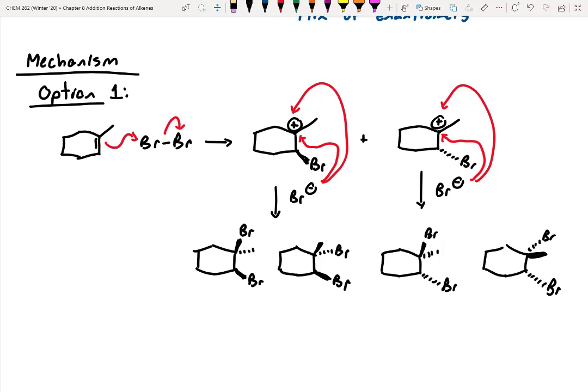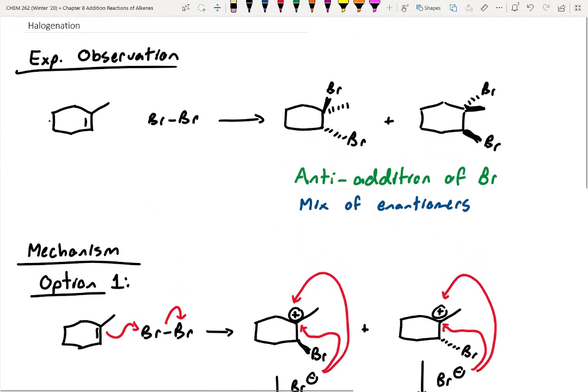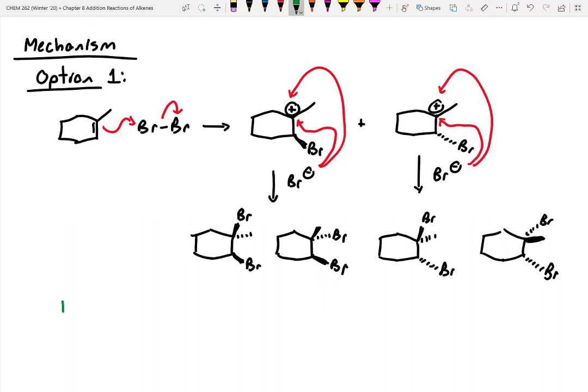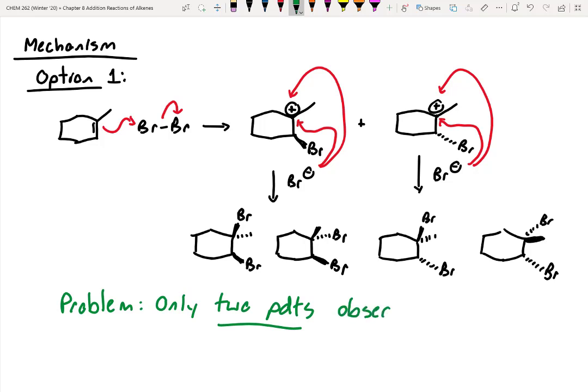That is a big problem. So, A, I had a typo. What else? Let's think back to our experimental data. Did we have 4 products in our experimental data? No. So problem, experimental data says only 2 products. What else? The ones that aren't products have the bromines on the same plane.